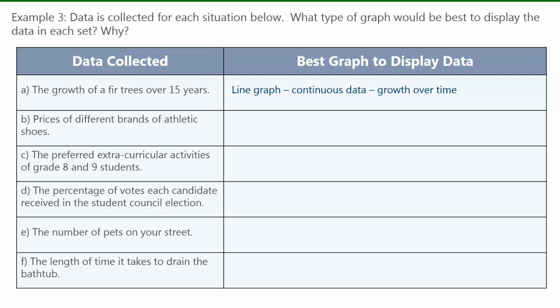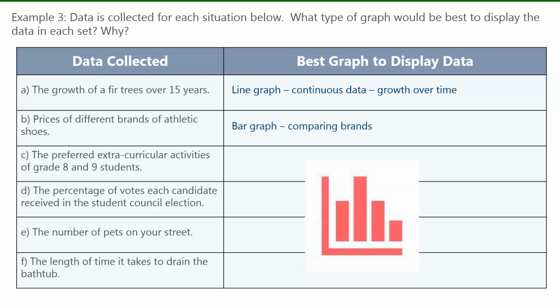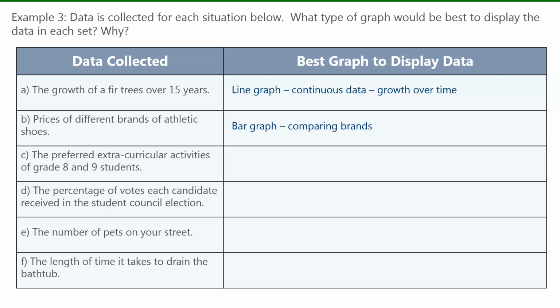For B, prices of different brands of athletic shoes. A good graph for that would be a bar graph. We're talking about different brands. We want to compare the prices of different brands. So a bar graph would be a good choice to display that data. We are talking about discrete data. The preferred extracurricular activities of grade 8 and 9 students.